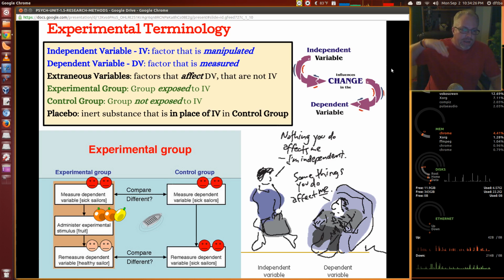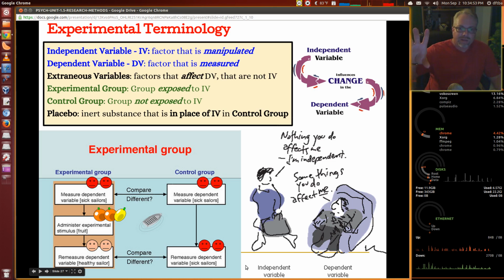You're measuring the dependent variable, the sick sailors. But what are you not doing? You're not administering the stimulus, fruit. And so that's what's missing here down in the middle is fruit. And what do you have at the end? You've remeasured the dependent variable, which is here, and remeasuring it, you still get sick sailors. So that's a quick idea of the experimental group.